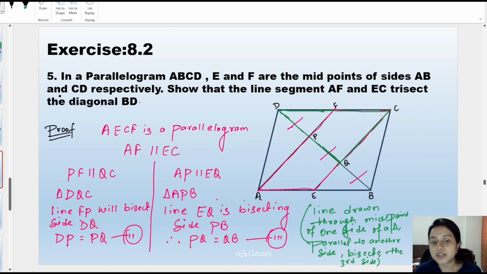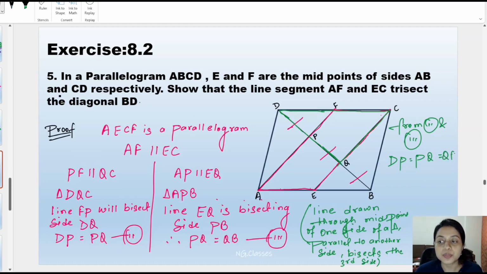Now from equation 2 and equation 3, we can say that DP is equal to PQ and PQ is equal to QB. That means all three are equal to each other. And from here we can see that line BD is getting trisected. That's what we wanted to prove here. And hence we are done with our proof. So hence proved.